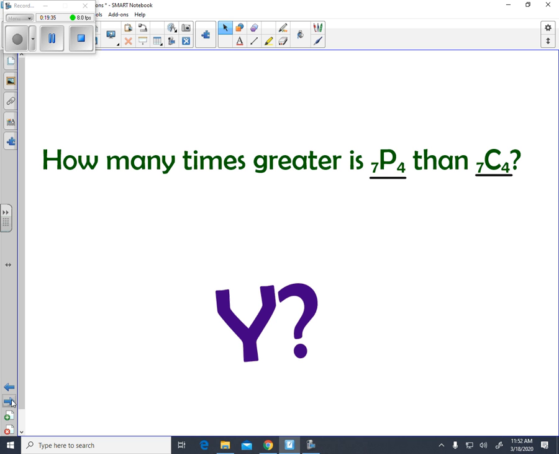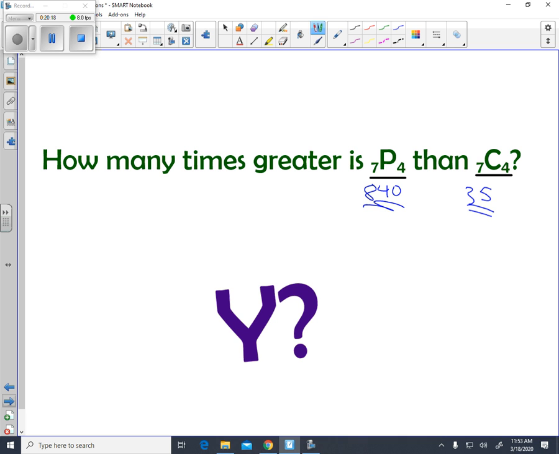Hey, by the way, I can't remember now, 7 permutation 4. I'm going to use my calculator here. 7, hit PRB, 7 permutation 4. Oh yeah, I remember now. This has a value of 840. And 7 combination 4? Can you do it on your calculator? Give it a try. What'd you get? I got 35.